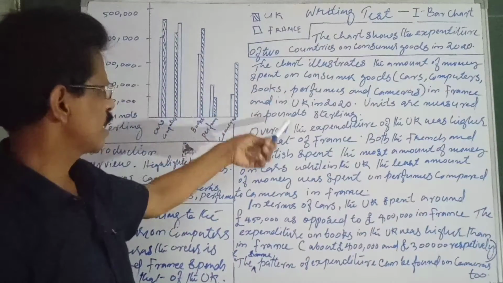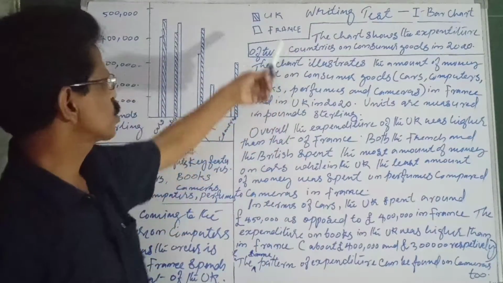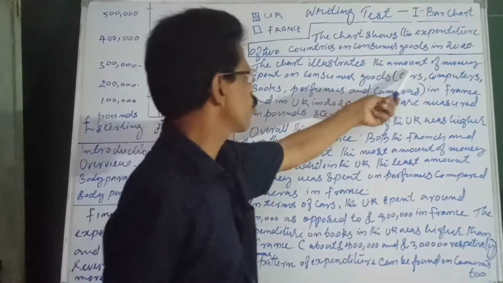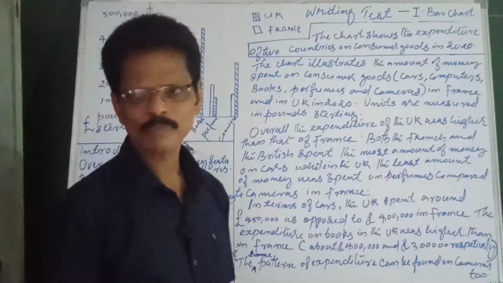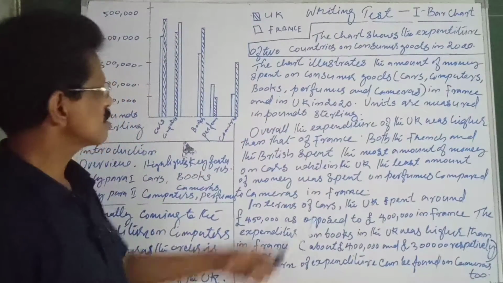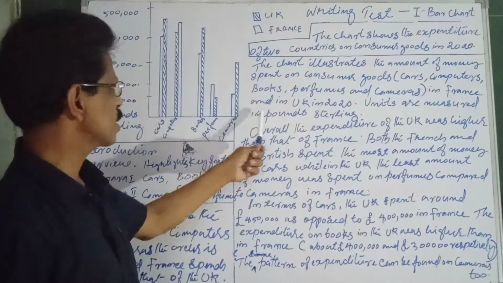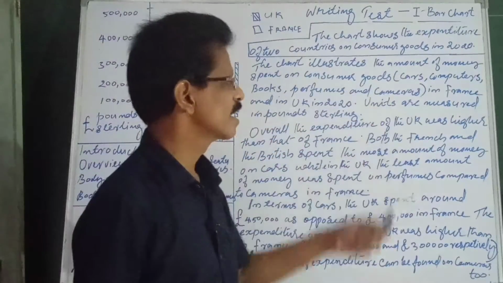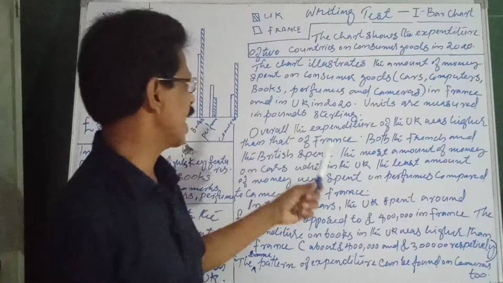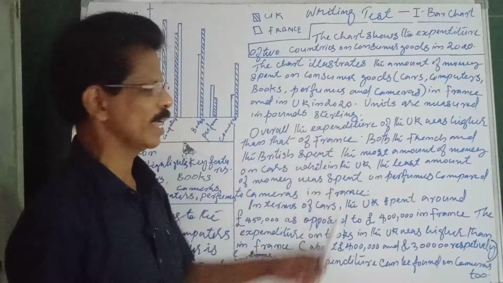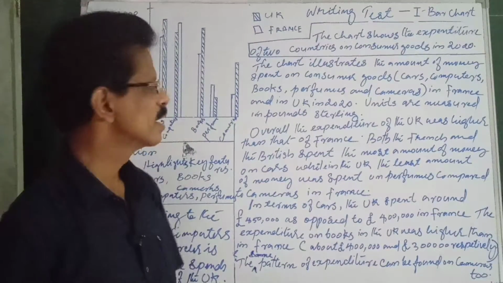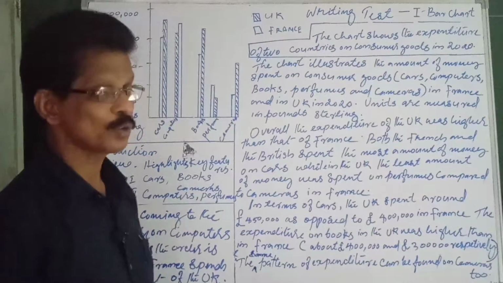Okay, so see the introduction once again. Almost all items are there. The chart illustrates the amount of money spent on consumer goods, such as cars, computers, books, perfumes and cameras, in France and in UK in 2020. Two countries, they are France and UK, in the year 2020.